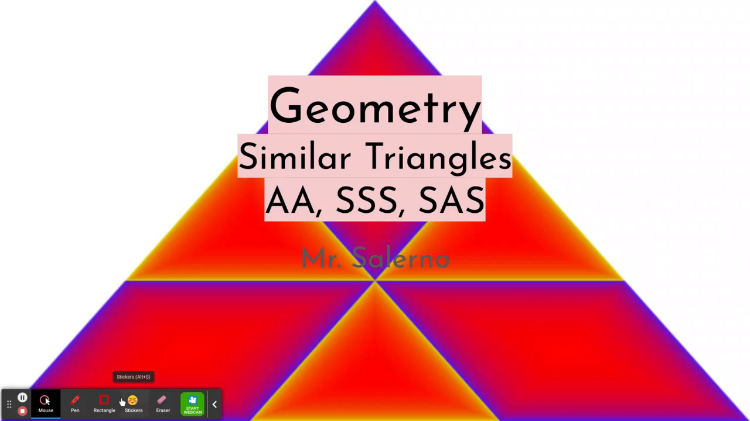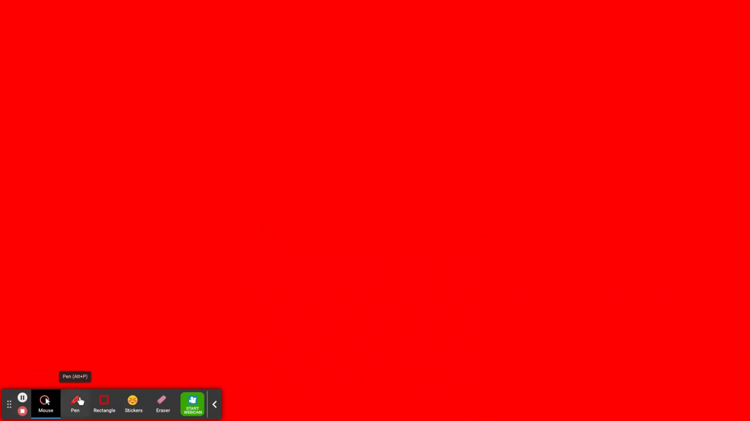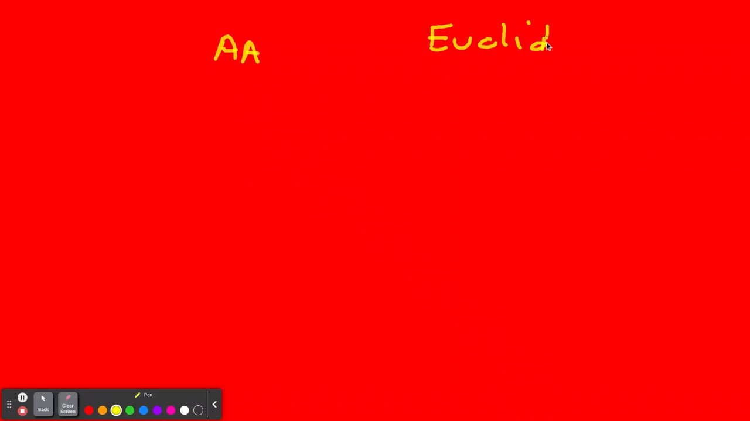Let's get our pen ready so we can do it. All right, let's not use red, let's use yellow. So let's start with AA, angle, angle. So the postulate, thanks to Euclid, by the way, Greek philosopher, lived about 300 BC or BCE, whatever you're using. A little over 100 years after Plato, just to give you a little reference. But he came up with all these postulates.